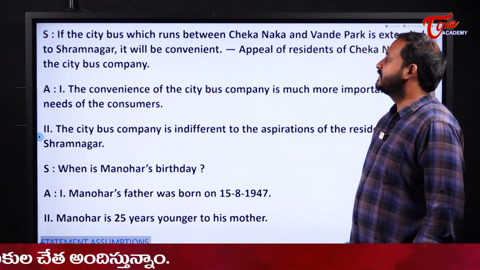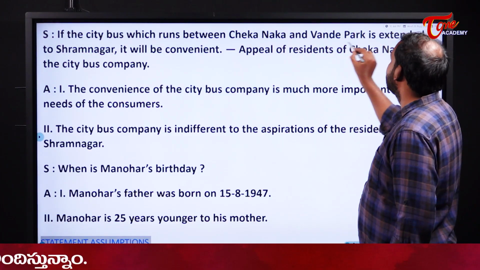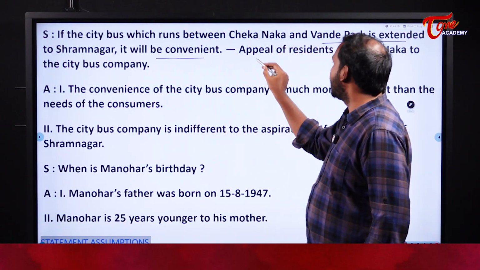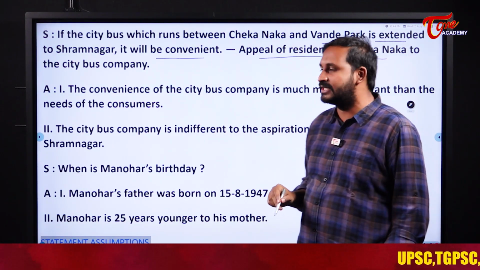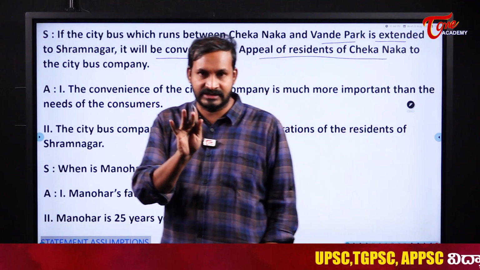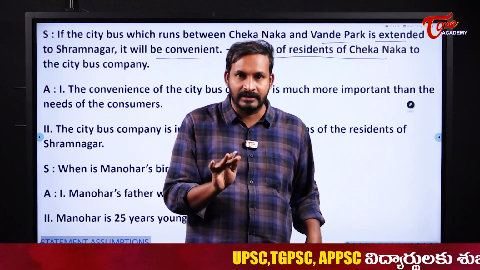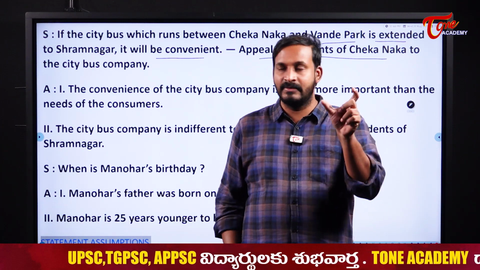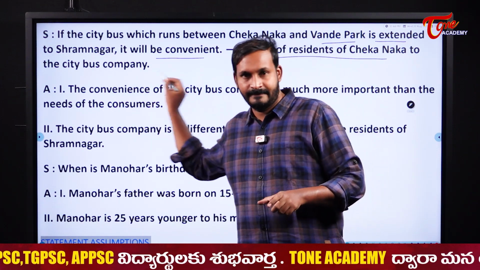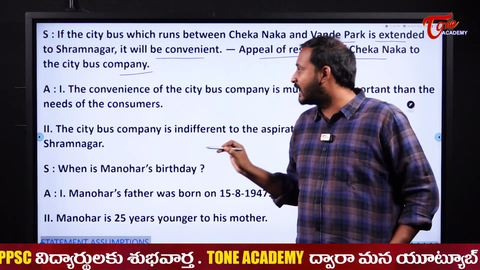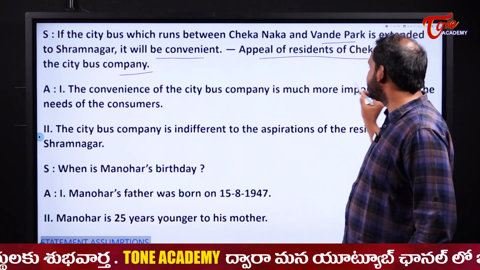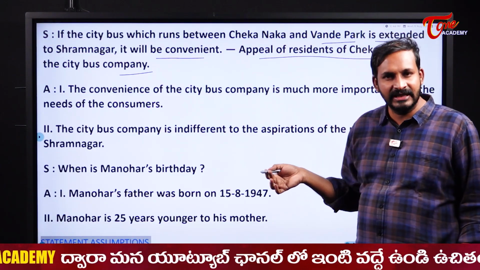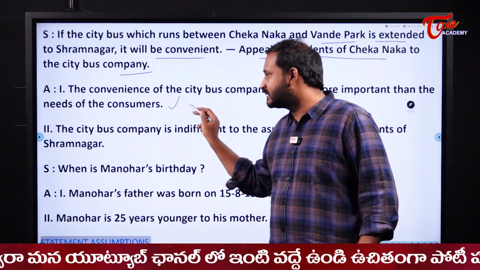If the city bus which runs between Cheknaka and Vande Bharat is extended to Shramnagar, it will be convenient. An appeal of residents of Cheknaka to the city bus company. This is an appeal, students. This is just an appeal. It can be done or it may not be done, but this is just an appeal. Remember this one, this is an appeal. Now, the convenience of the city bus company is much more important than the needs of customers. Do they mention anything about this one? No, this is not at all implicit for us.